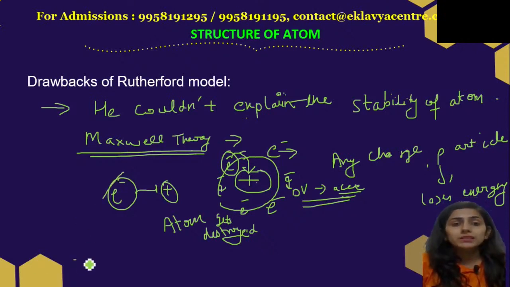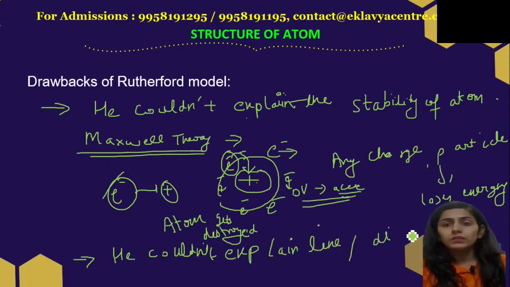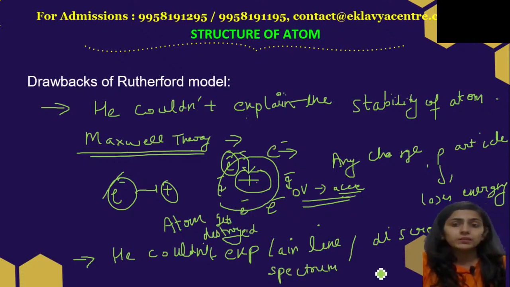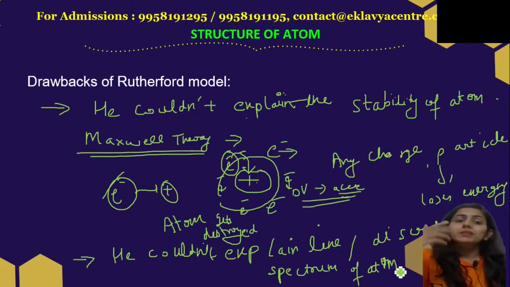So he could not explain the stability of the atom, and second, he could not explain one more thing, the line or discrete spectrum of the atom. We will be studying about the line or discrete spectrum of the atom, but his theory did not mention even a single word about the spectrum of the atom. So these were the drawbacks of the Rutherford model. One, he could not explain the stability of the atom. Number two, he could not explain the line or discrete spectrum of the hydrogen atom.